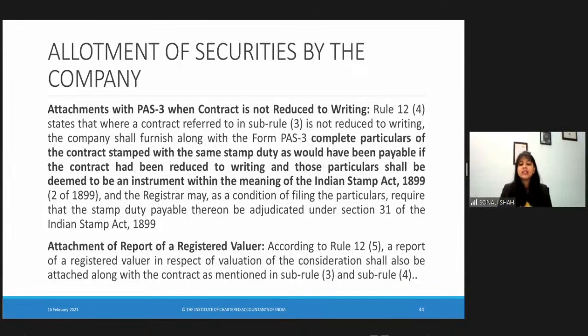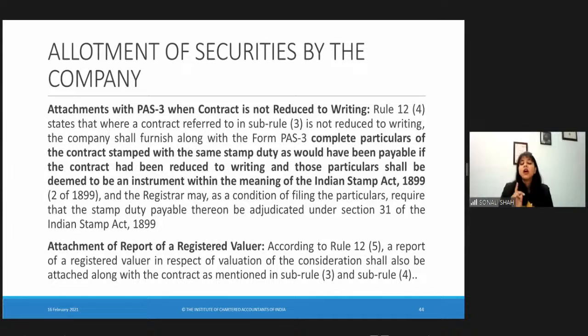In that case, it will be considered what the duty payable would have been if the agreement had been written, and that duty, along with the details and terms and conditions of the contract, is submitted along with the PAS3, and it is deemed to be an instrument within the meaning of the Stamp Act.